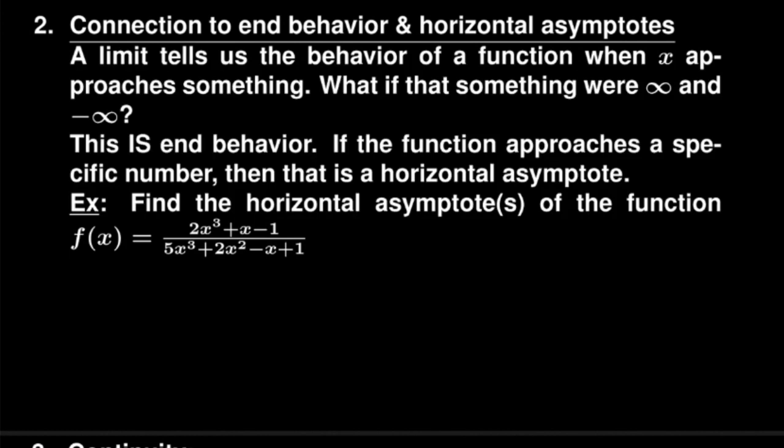Anyway, so end behavior tells us about what's happening toward the far left and right. In other words, the limit as x approaches infinity and negative infinity. Horizontal asymptotes basically tell us the same thing.